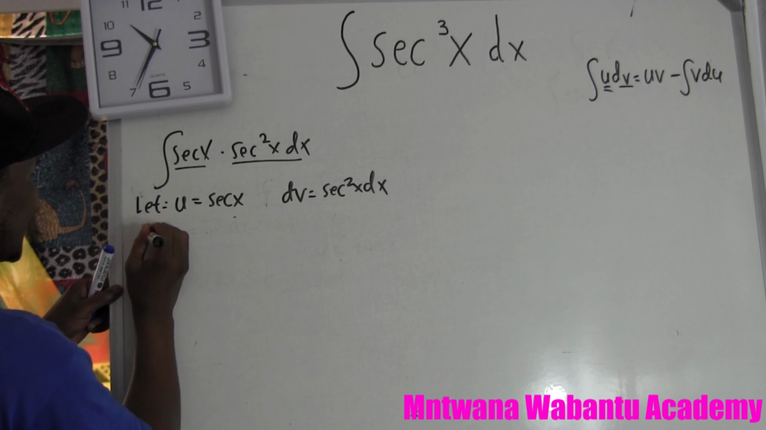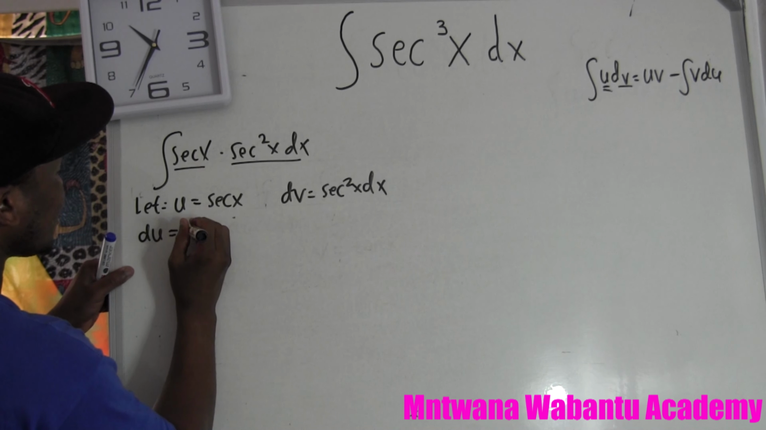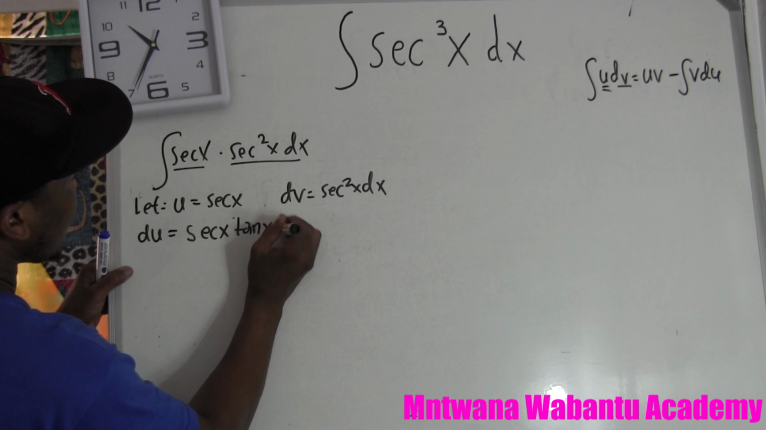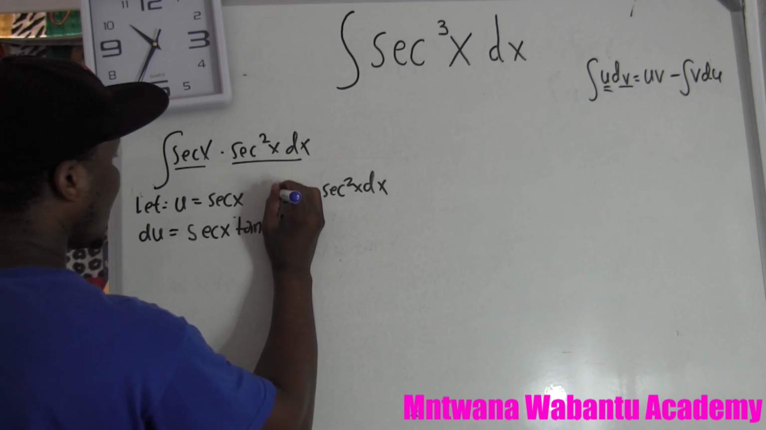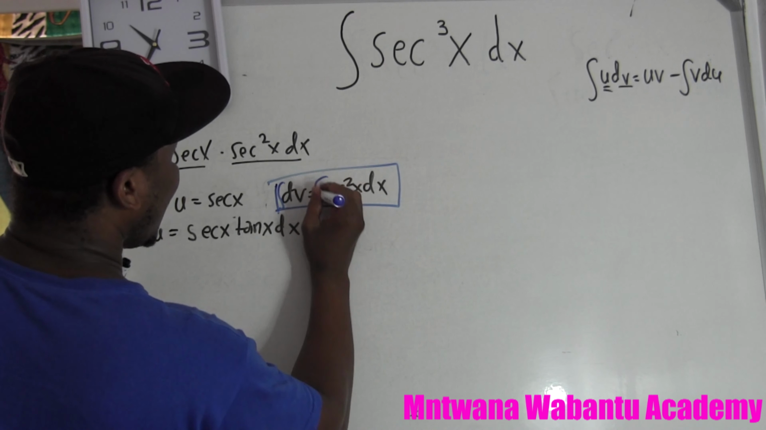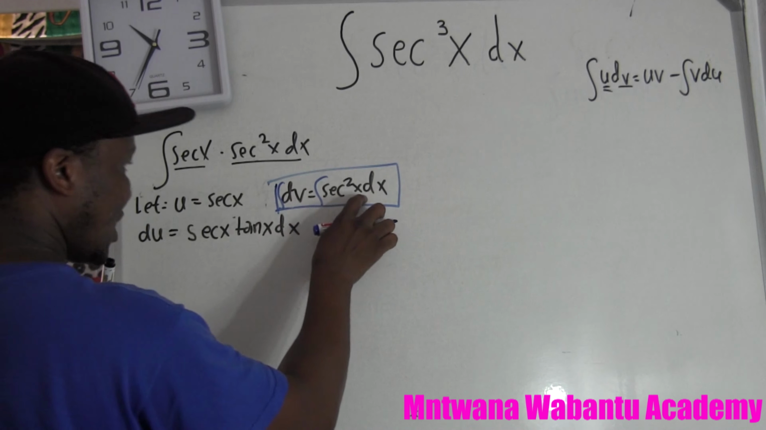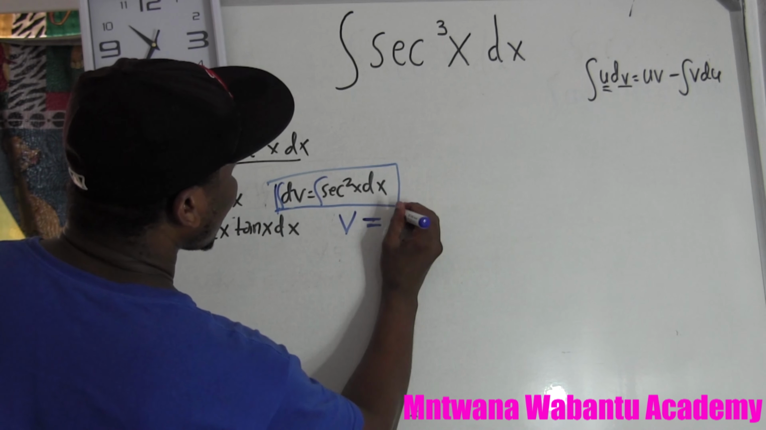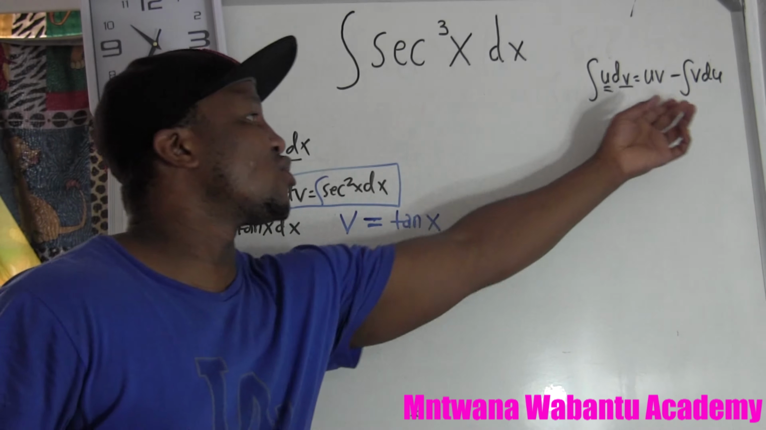Okay, so what I'm going to do is differentiate sec x. When you differentiate sec x, you get du, which is sec x tan x dx. Now you integrate dv. When you integrate dv, you get v, and when you integrate sec squared, this gives you tan x. So the next step, we're going to substitute back.